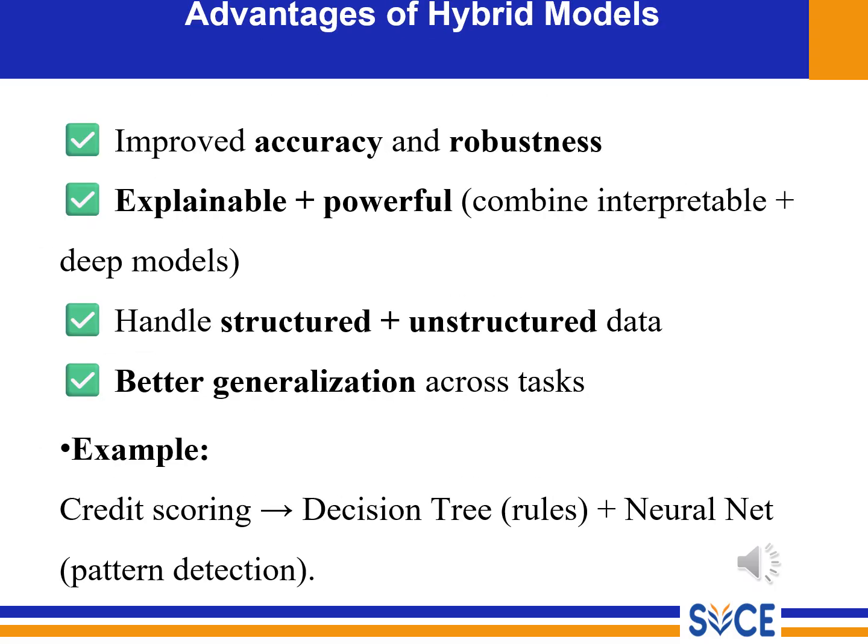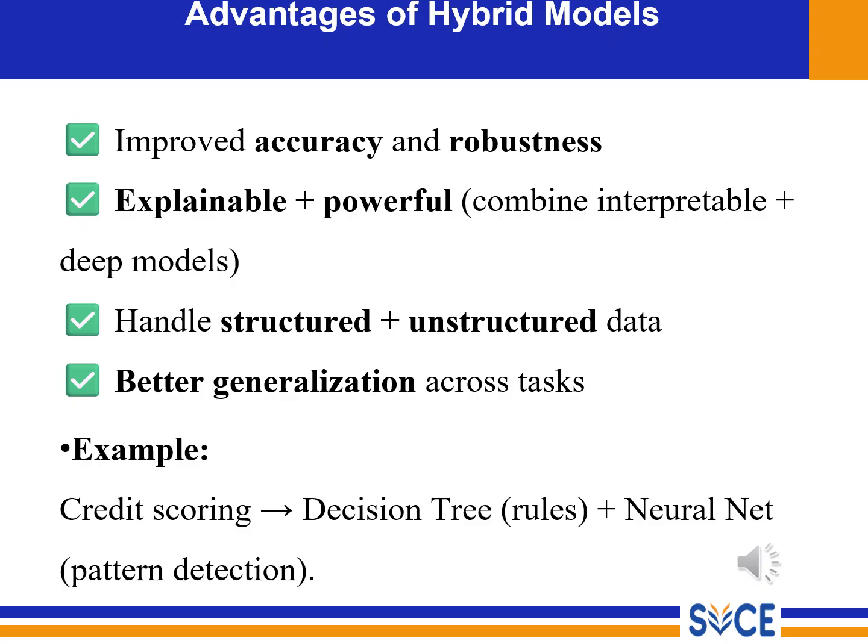So now, students, why are hybrid models preferred? The first one is that it improves the accuracy, because the multiple models correct each other. The second one is robustness. If one model fails, another supports it. The third one is explainability plus power. One part explains, another part predicts.